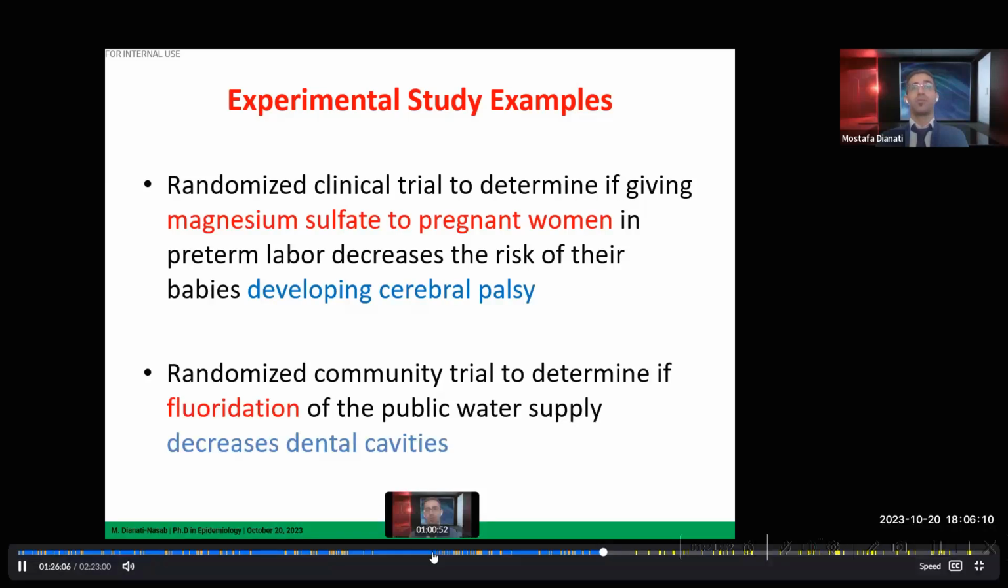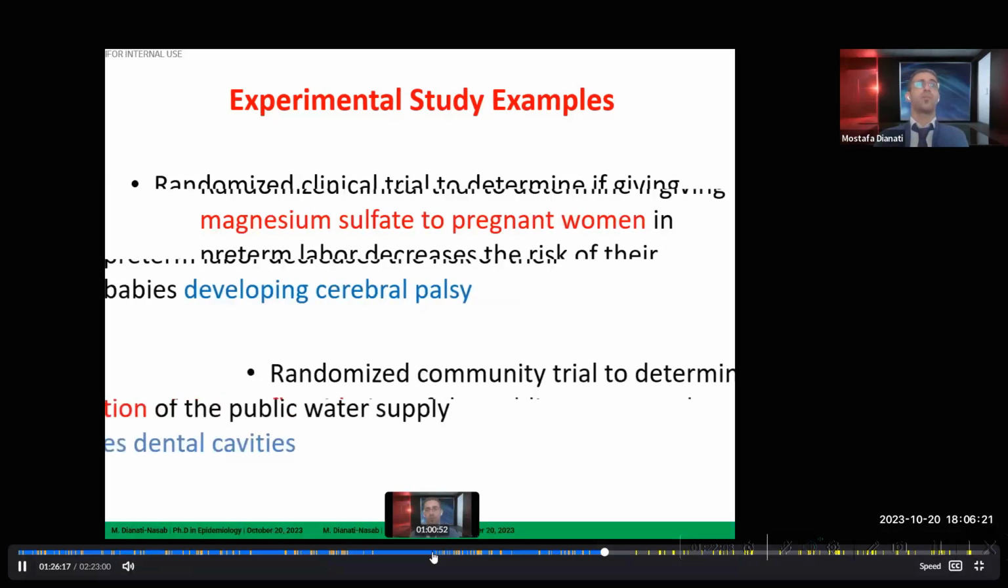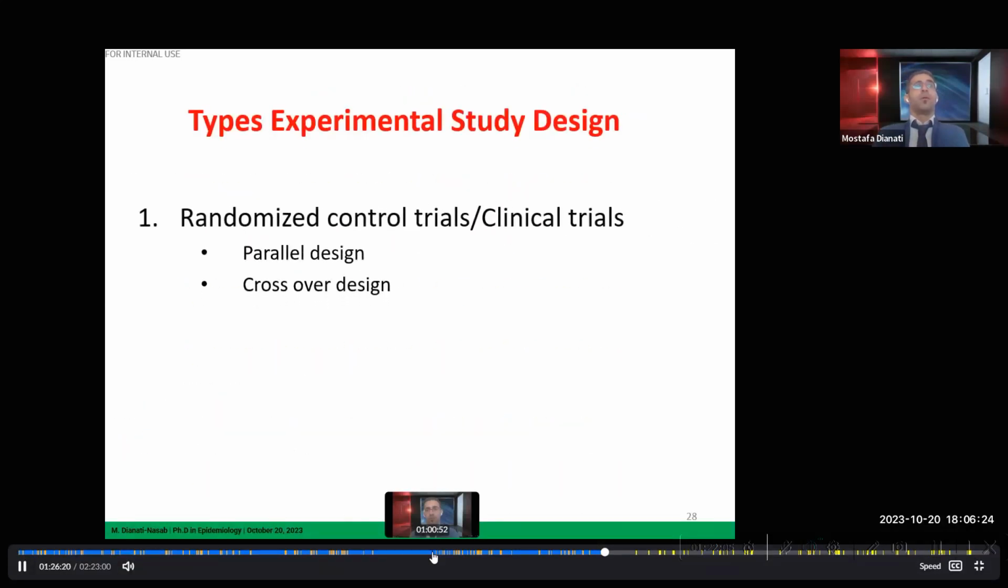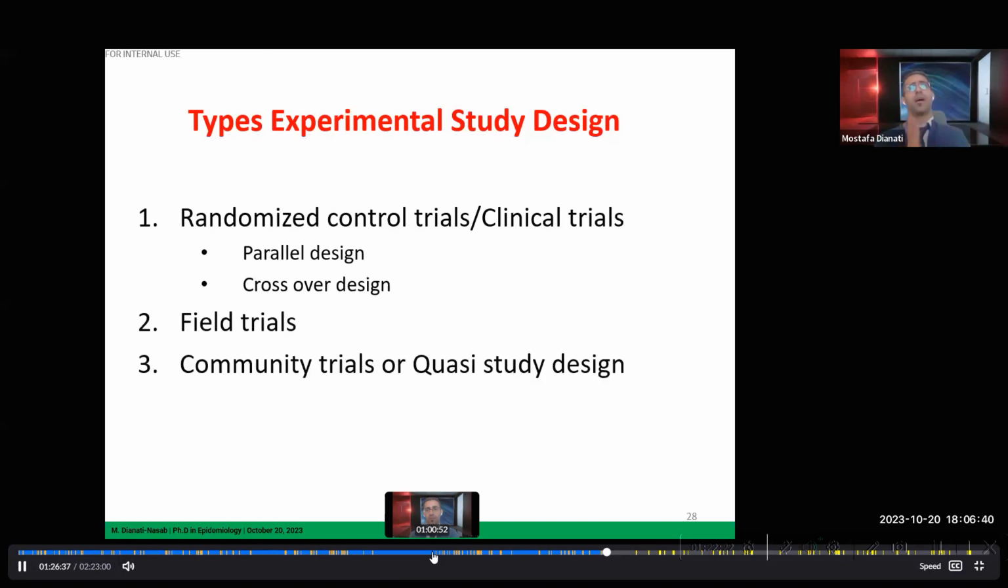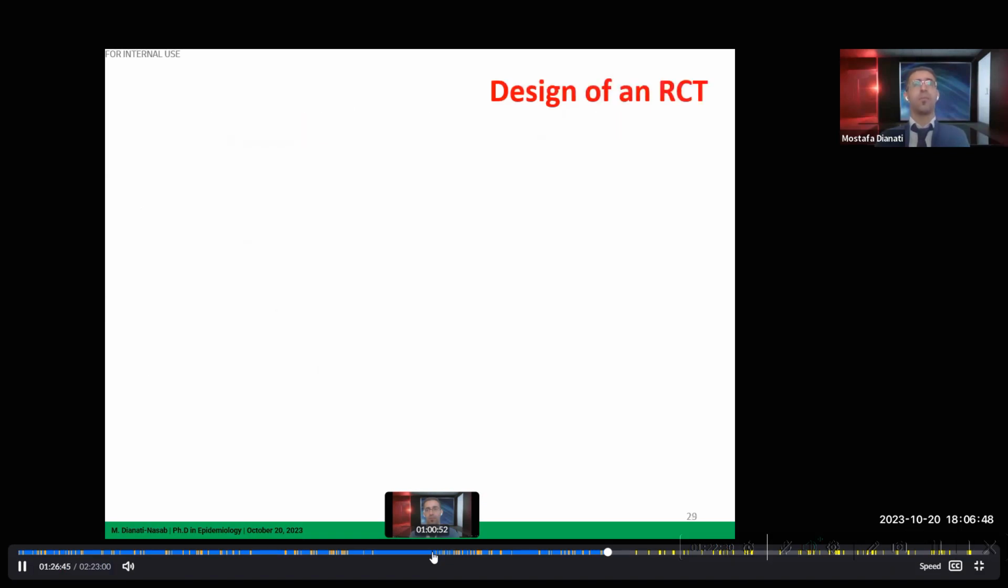Or maybe a randomized control trial to determine if fluoridation is associated with decreased dental cavities. This is also an example of an experimental study. So here I need your 100% attention. Randomized control trial can be parallel design or crossover design. Parallel design and crossover design. Okay, field trial and community trials, let's skip them from now. My main concentration now is parallel design and crossover design. Let's go ahead.